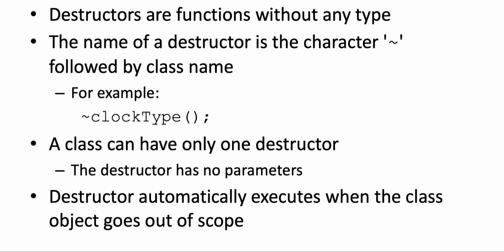The destructor automatically executes when the class object goes out of the scope. The use of destructors will be discussed in the near future, but for now, think about if you want to do something when the object is going out of the scope, like showing a message, then you can use the definition of a destructor and put it in there.